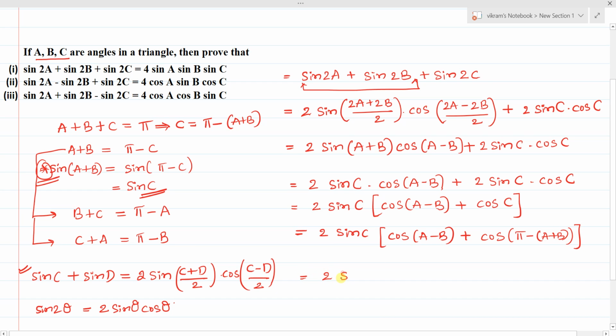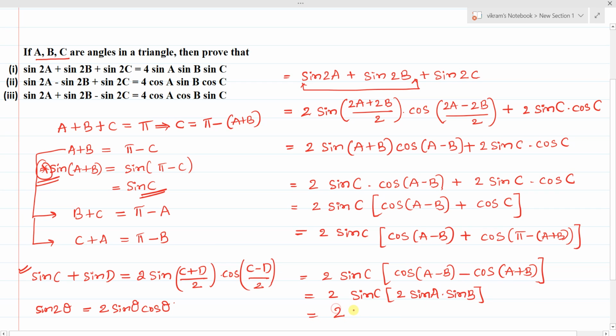Now we can write 2 sine C into cos of A minus B, and cos of 180 minus theta is nothing but minus cos theta, so it becomes minus cos of A plus B. And we have the formula: cos of A minus B minus cos of A plus B is 2 sin A sin B.